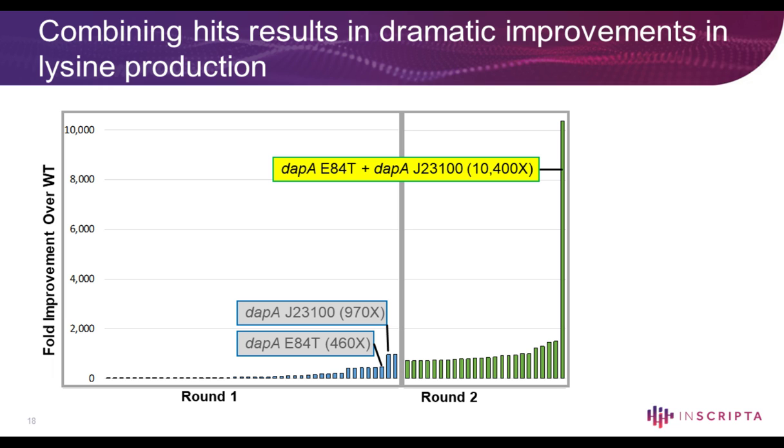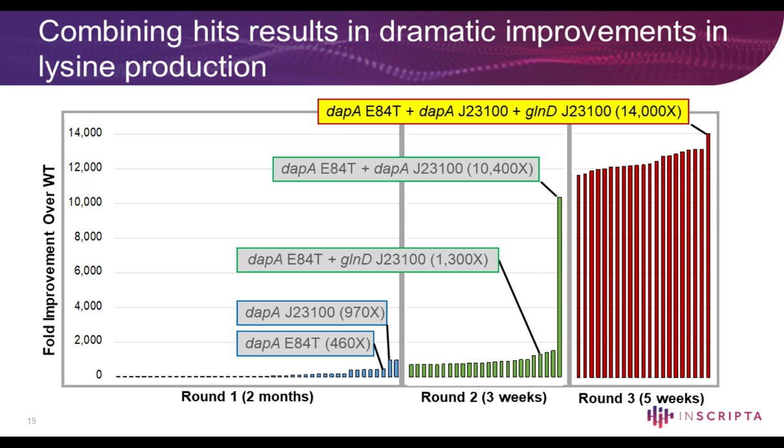For the next round, we used this particular strain as our background strain and built the libraries on it. And we saw a further increase in lysine production, where we had the DAP-A edits stacked with the new edit. For instance, in this case, what is highlighted is an edit in the GlnD gene with a promoter insertion upstream of it that gave close to 14,000-fold increase over wild type. So stacking such edits is fairly common in practice in forward engineering.